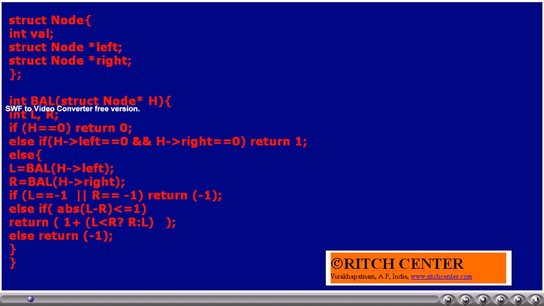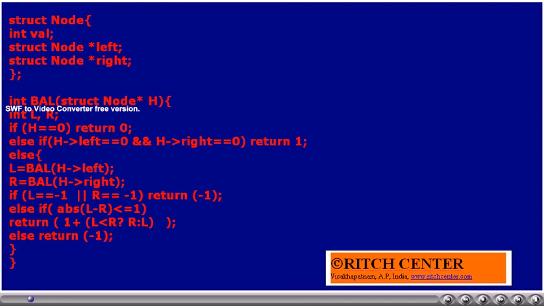The function bal is written in such a way that it takes the address of the tree which we are interested in, to find out whether it is a balanced tree or not. If it is not a balanced tree, the function returns -1, otherwise it returns a positive number. Remember, a tree with a single node is also a balanced tree.